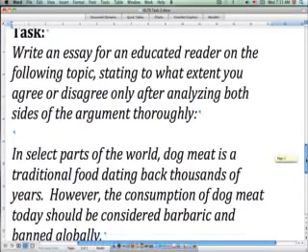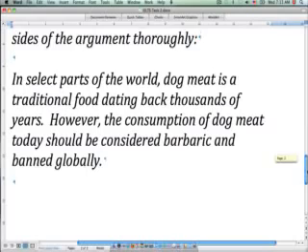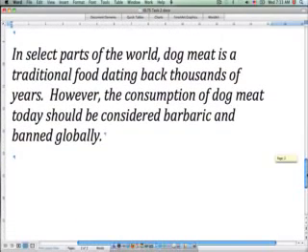Okay, so now here is the argument. In select parts of the world, dog meat is a traditional food dating back thousands of years. However, the consumption of dog meat today should be considered barbaric and banned globally. So, let's see. Now the first sentence: in some parts of the world, dog meat is a food.